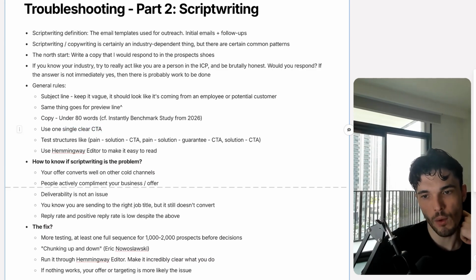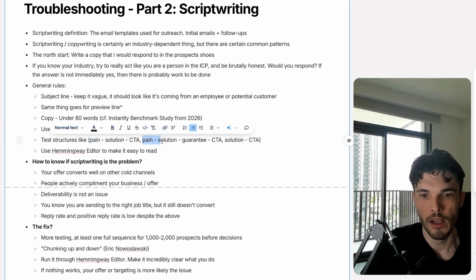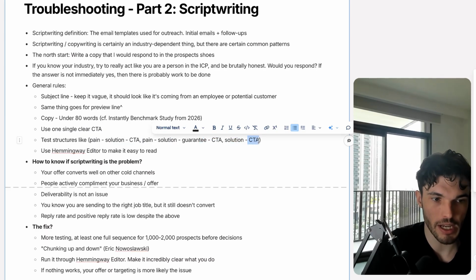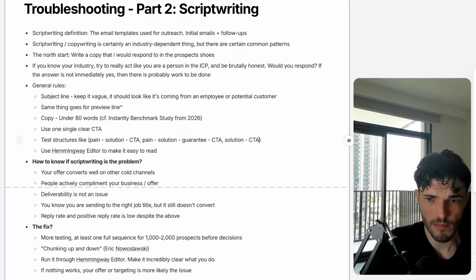Then you also want to test the way that you structure your scripts. In some emails you might do a pain statement followed by a solution followed by a CTA. Maybe you do pain, solution, guarantee, CTA, or just solution immediately into a CTA, right? There are many different ways you can set this up, but you want to test different structures to see what works best.